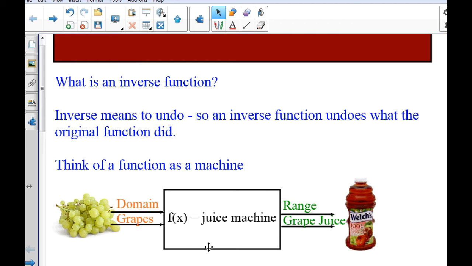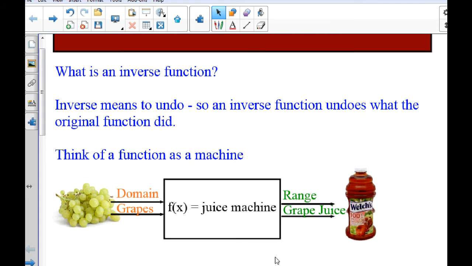If you remember back to Algebra 1 or before, we talked about function machines. A function is like a machine. When you put something into it, it gives you something out with a consistent pattern. So if I have a juice machine, if I put grapes in, I get grape juice. If I put apples in, I get apple juice. That kind of thing.